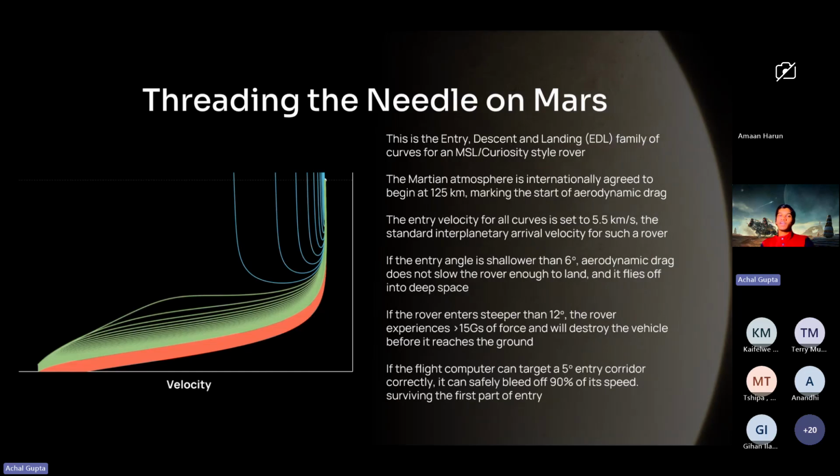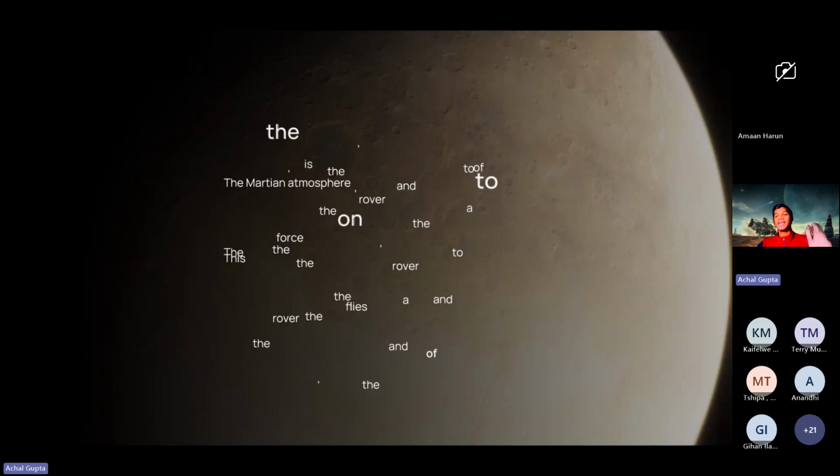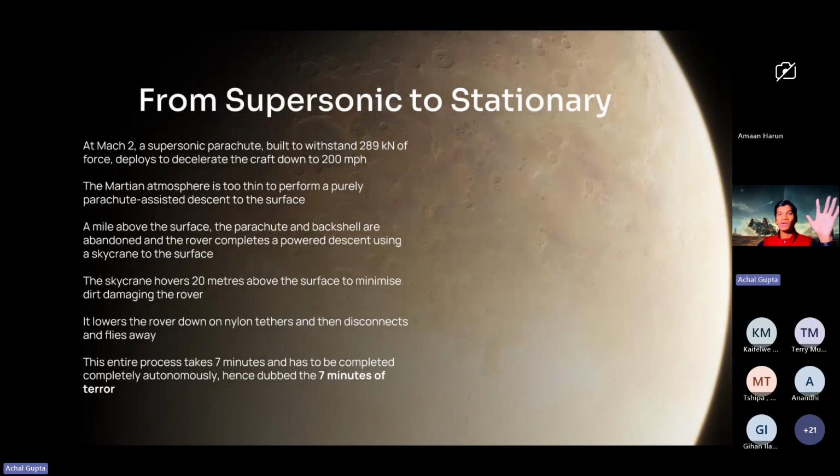Then there's the green family of curves, which you can see start off at a very, very tiny margin of error, and they obviously let you bleed off most of your velocity and still have enough time to deploy a parachute and do the other steps in landing on Mars. So we have about a 5-degree corridor of entry, and we use that to bleed 90% off of our speed. Now, we're still moving supersonic, right? We've bled 90% of our speed, but we're still supersonic.